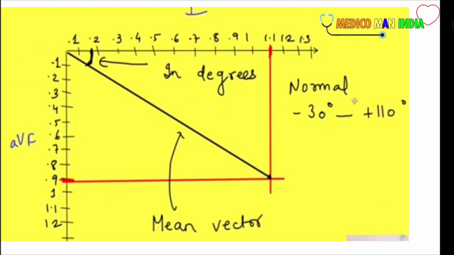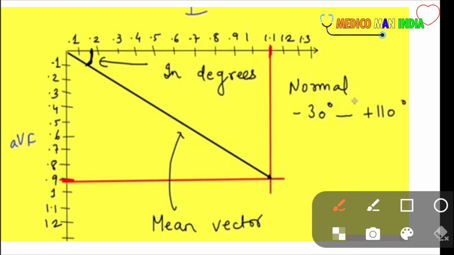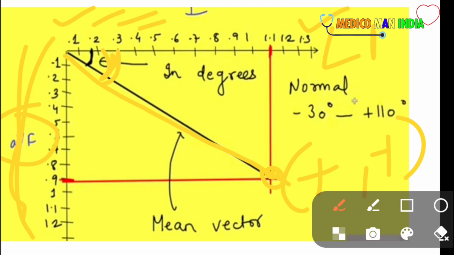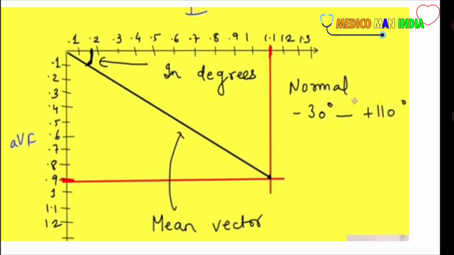Now, how do we plot those points? Let us take these as R minus S values. The R minus S values of lead 1 are 0.1, 0.2, 0.3, 0.4 until 1.3, and likewise the R minus S values of AVF. Mark them and plot the point. Here both will be positive, and at this point draw an imaginary line from the zero. The angle made here with the x-axis, in degrees, is the axis. The normal angle comes to be minus 30 to plus 110 degrees.